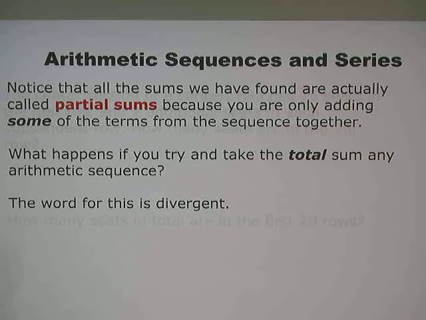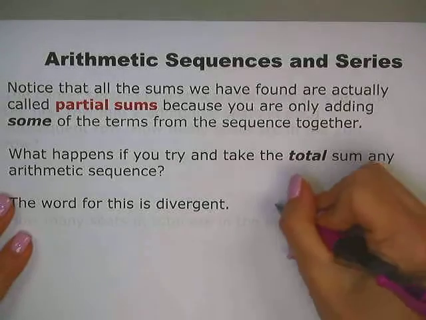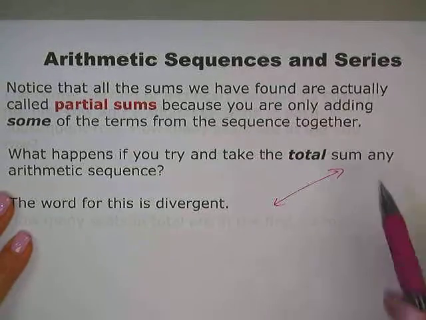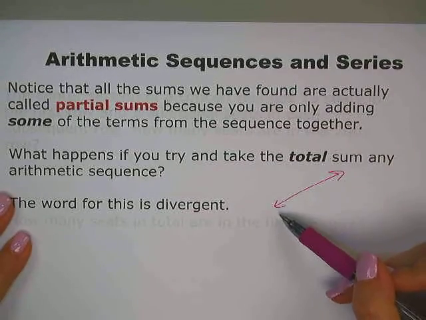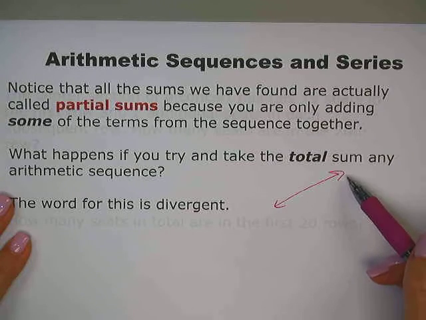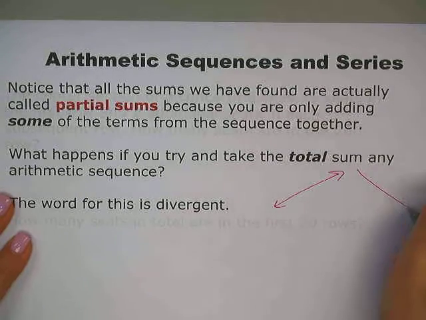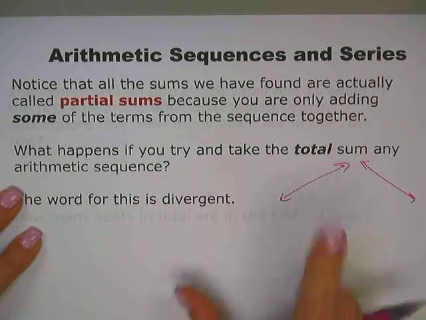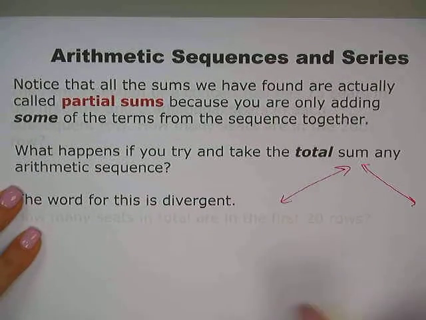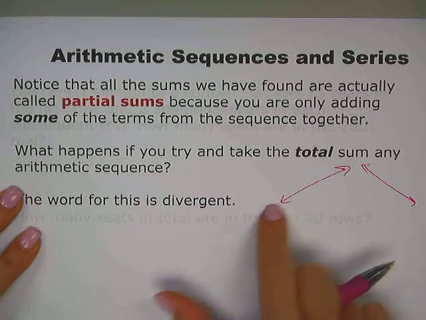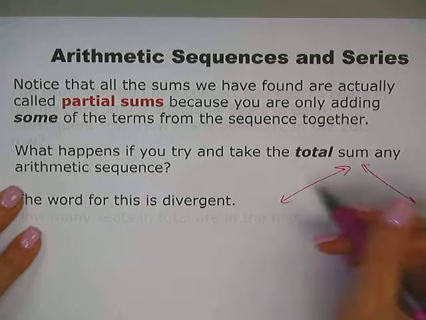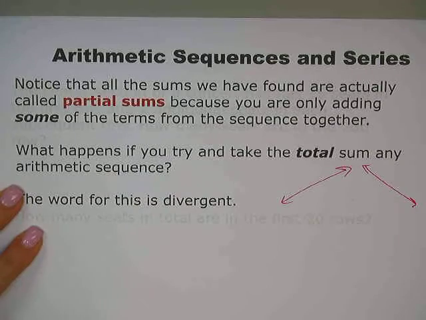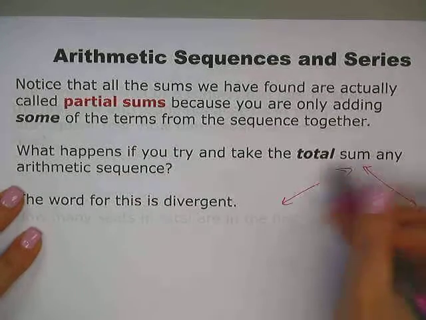Well, think about limits. You've got a line, right? Your limit will be where? Positive infinity. If the line were going down this way, your limit would be negative infinity. When you try to take the total sum, not a partial sum, but the total sum of the entire sequence, it's going to be infinite. You can't find the total sum because it's going to be infinite.